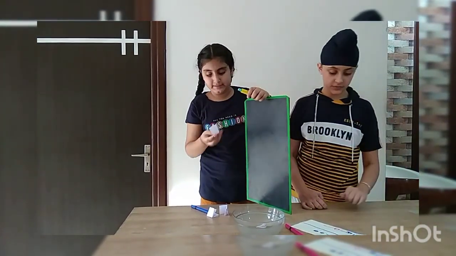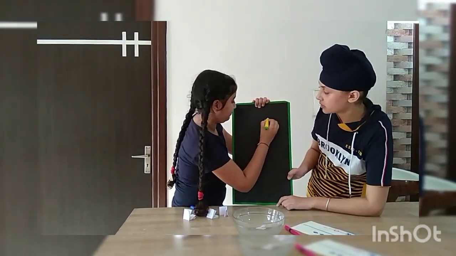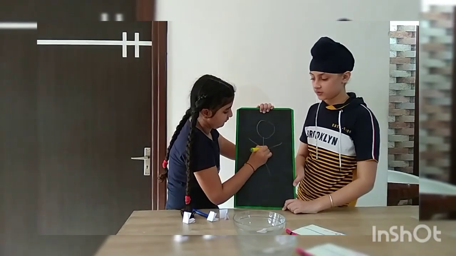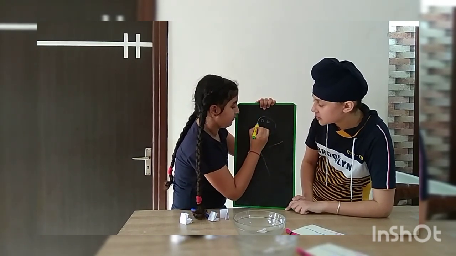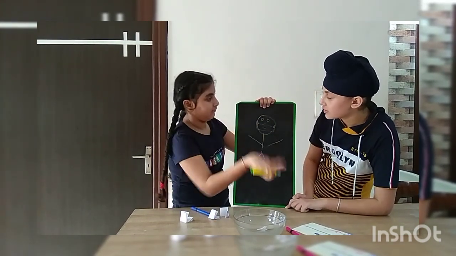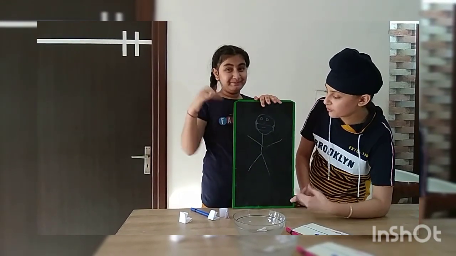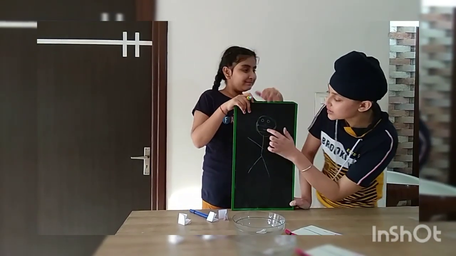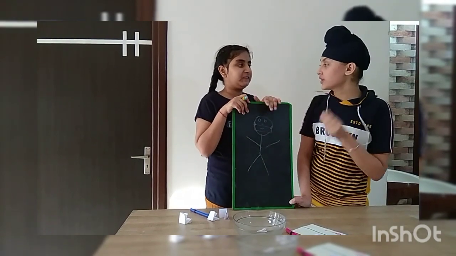So done, Nidhi? Yes. So draw now. What am I drawing? A circle, a person. So this is a person. Person wearing mask. We should wear a mask. I am wearing a mask. You are wearing a mask. This is a mask, na? A person wearing mask. Mask man.